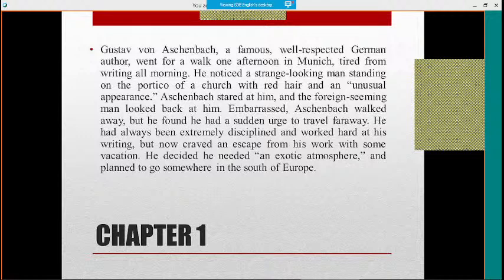And suddenly what happened is that he notices a very unusual man. So he suddenly notices a strange looking man, and he has red hair. And he's dressed as a tourist. He's a foreign looking man.